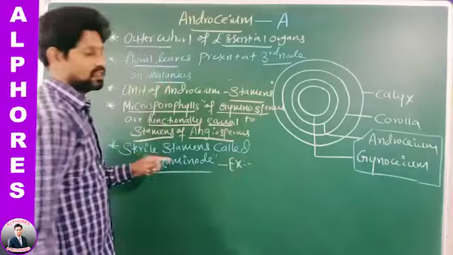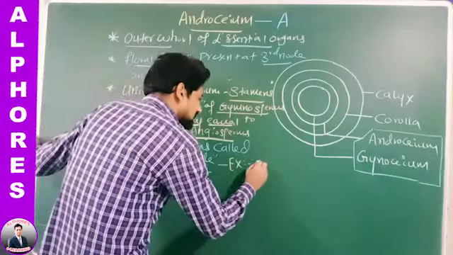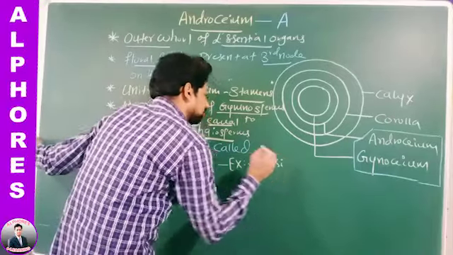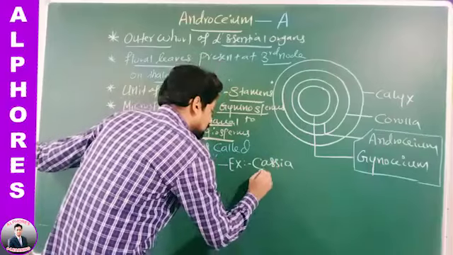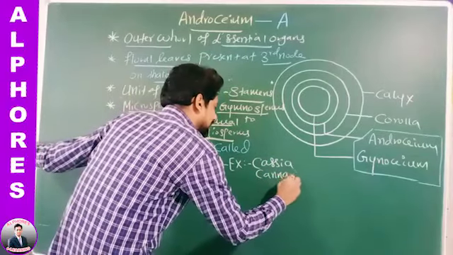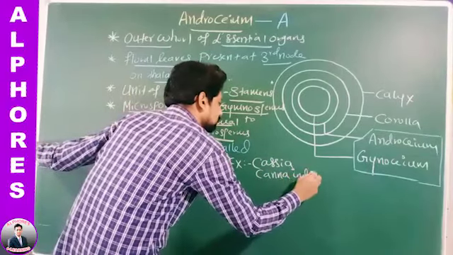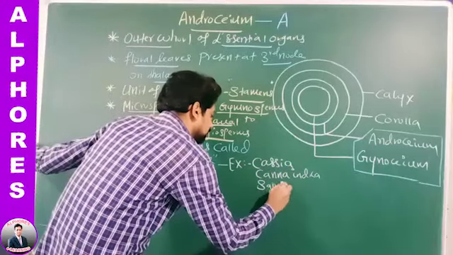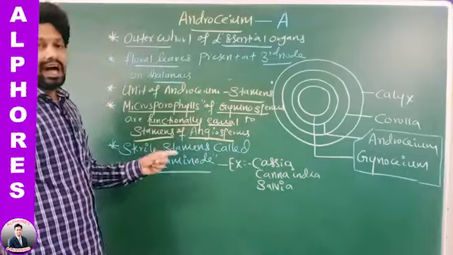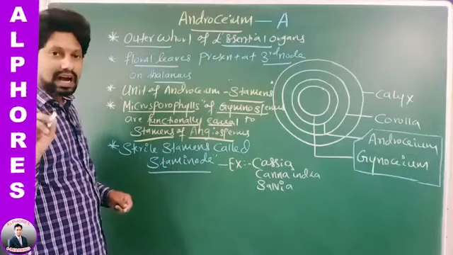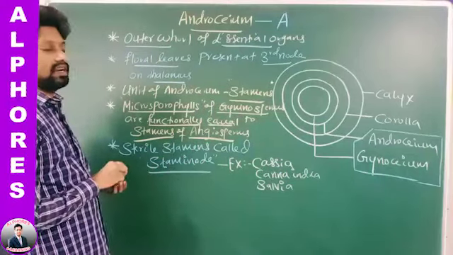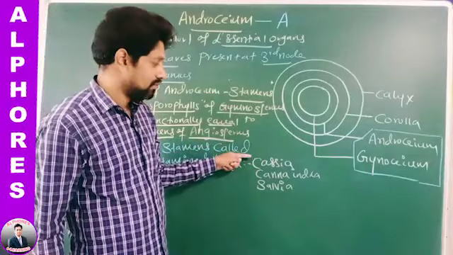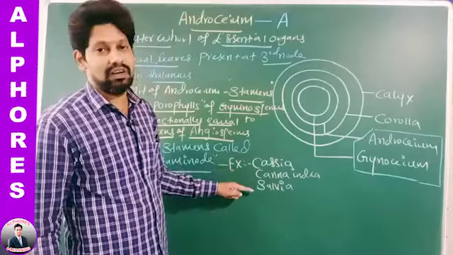I am writing examples for staminode. You can see this staminode in the case of cassia. Number 2, canna or canna indica. Even in the case of salvia. It's not salvinia, it's salvia. Therefore, staminodes are seen in the case of cassia, canna and salvia.